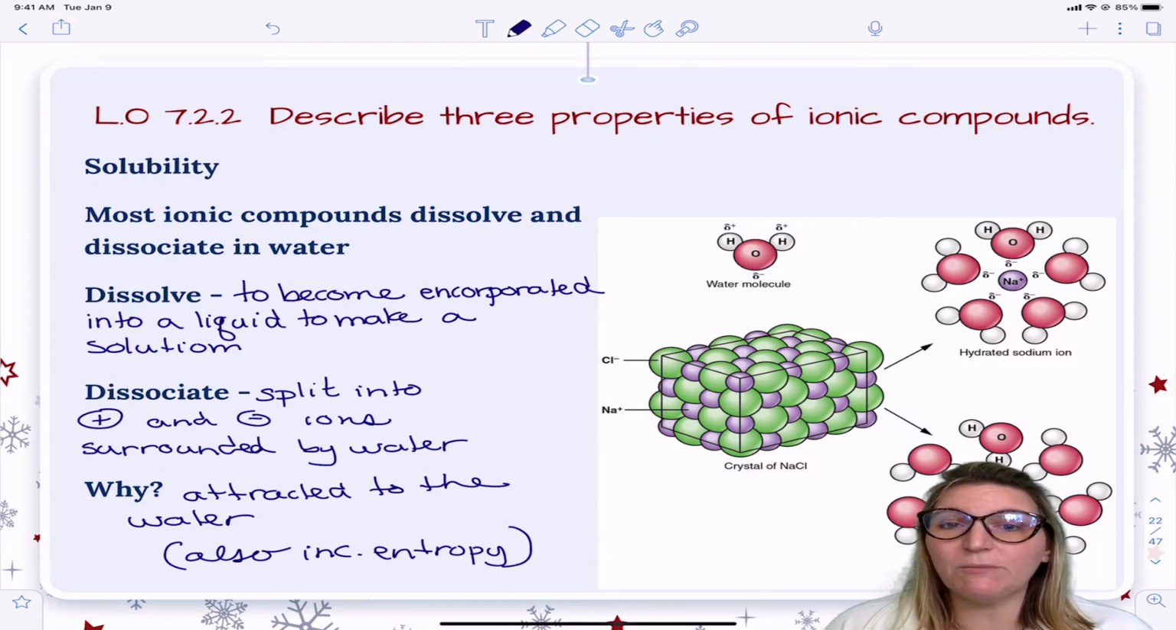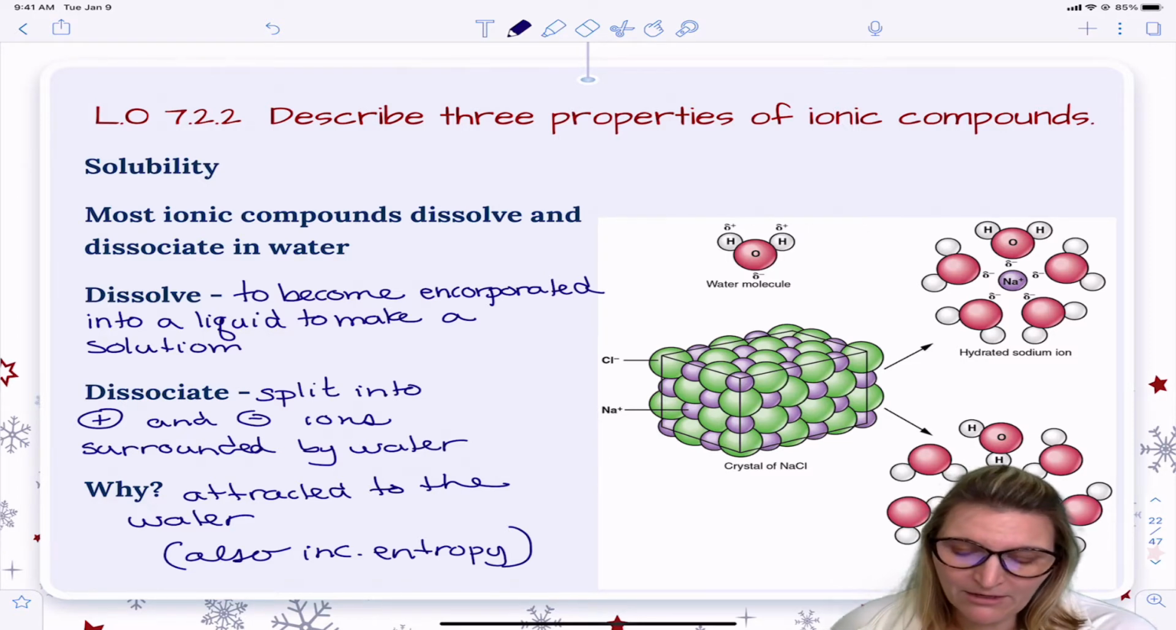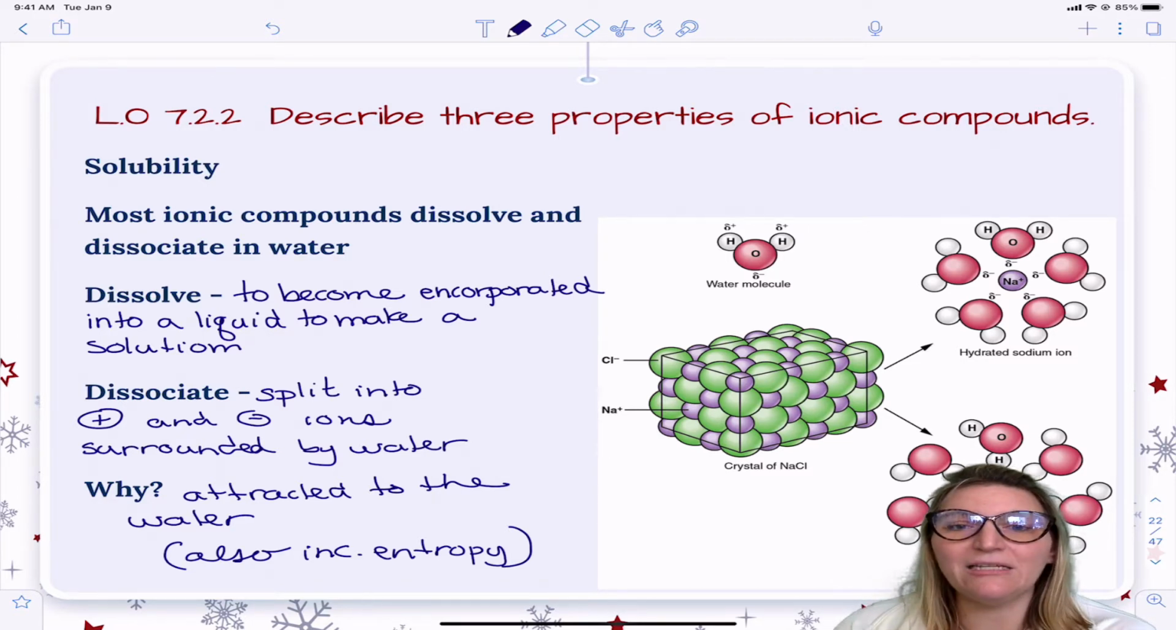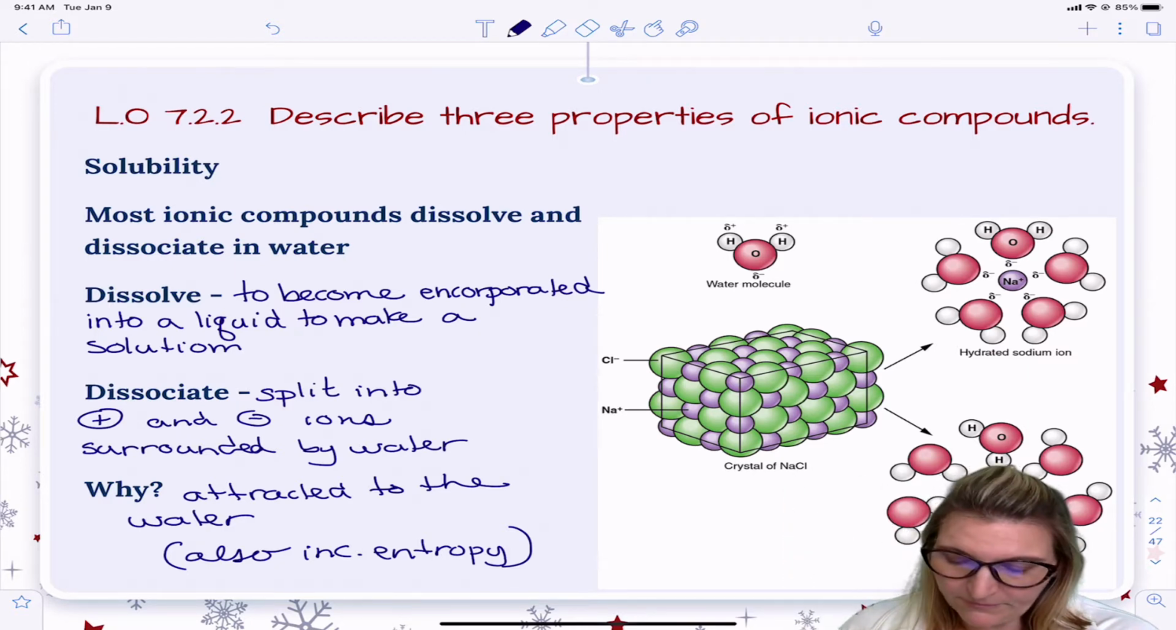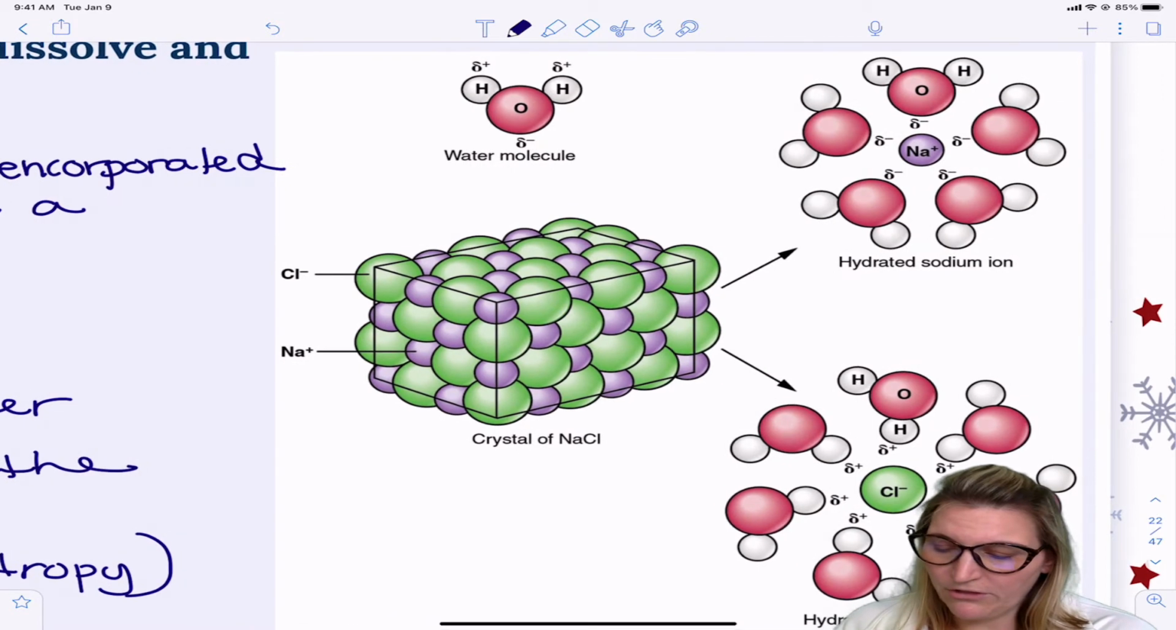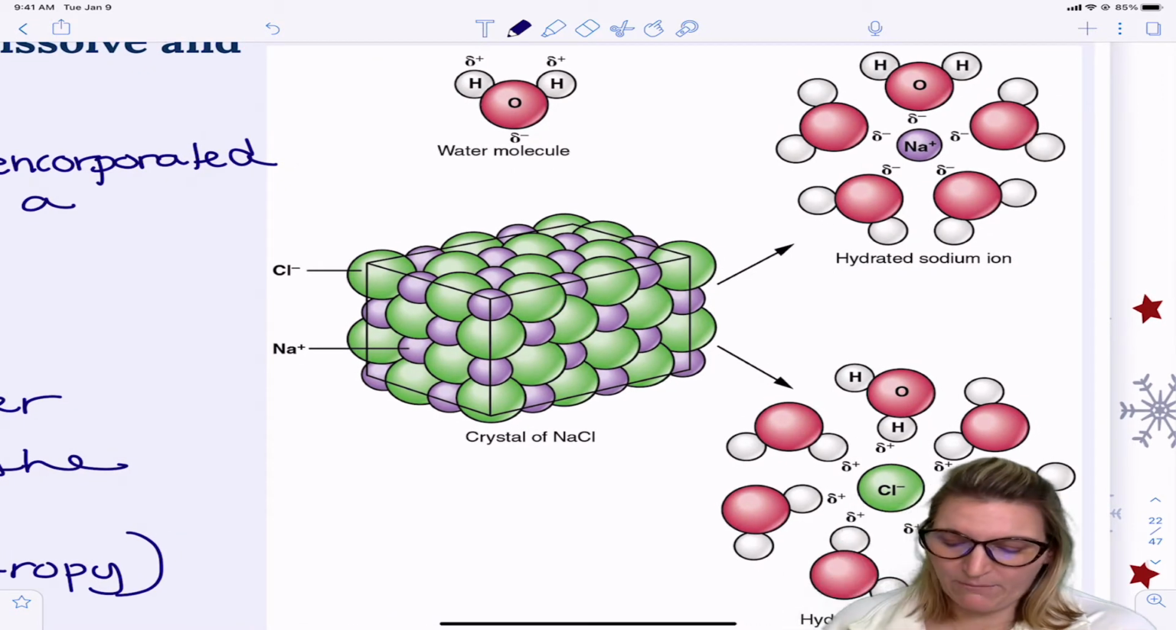The one that is specific to ionic compounds is that ionic compounds dissolve and dissociate. What does dissociate mean? Dissociate means that the individual ions will split up from their crystal lattice, be surrounded by their water molecules, and then just really be floating throughout the solution. This picture over here does a really good job of showing that process.